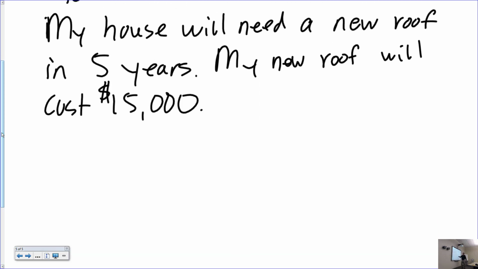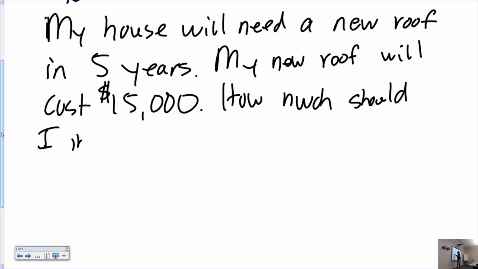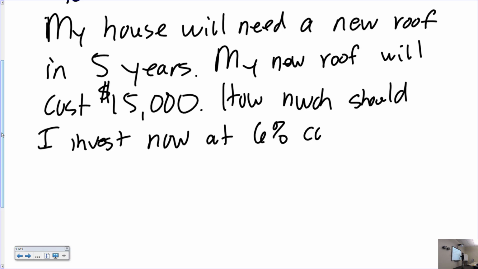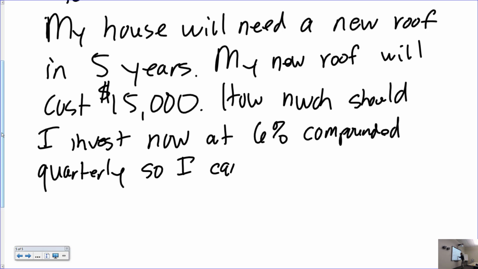Right. So my question is, how much should I invest now at 6% compounded quarterly so I can buy my new roof? In other words, not borrow to buy the roof, just pay it in cash, right?